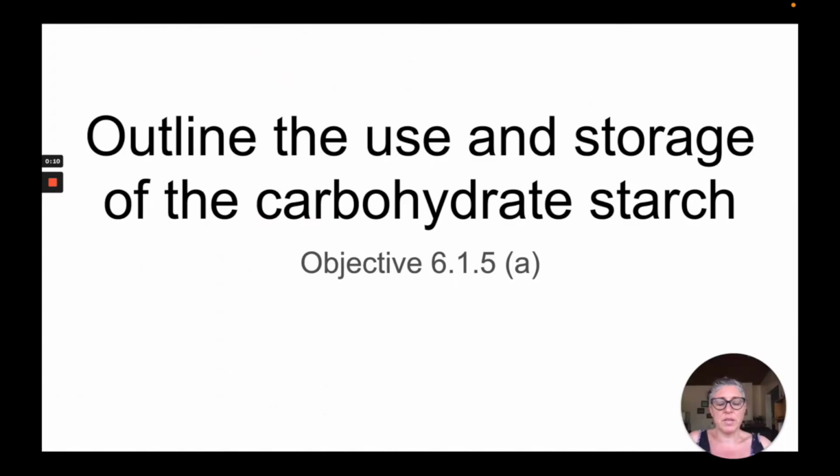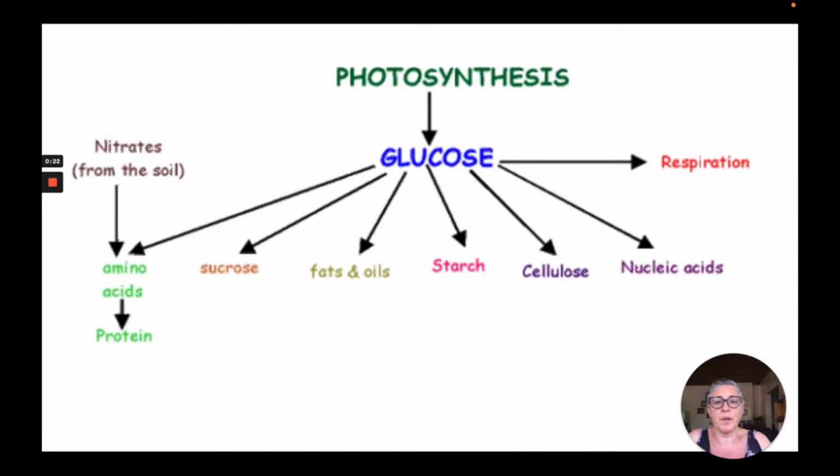This video covers the IGCSE Biology Objective 6.1.5a on the 2025 CAIE syllabus to outline the use and storage of the carbohydrate starch. So, photosynthesis produces glucose. We've already talked about that.